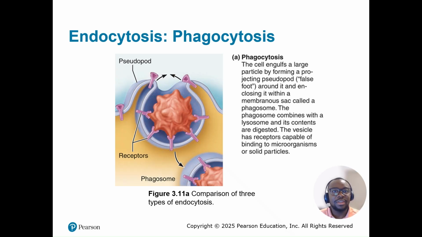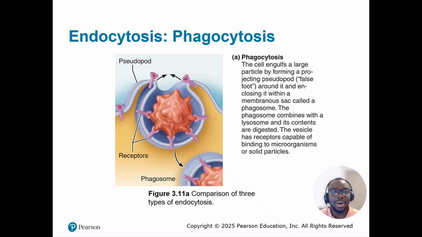Next, we review the different types of endocytosis. We start with phagocytosis. Phagocytosis is also referred to as cell eating. In this process, the cell engulfs a large particle by forming projecting pseudopods around the particle. The term pseudopod means false foot.